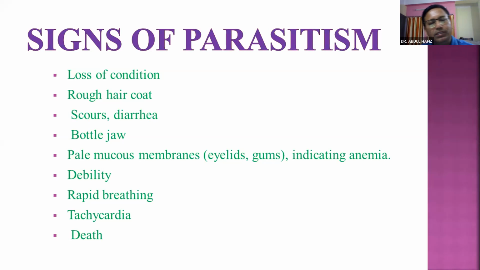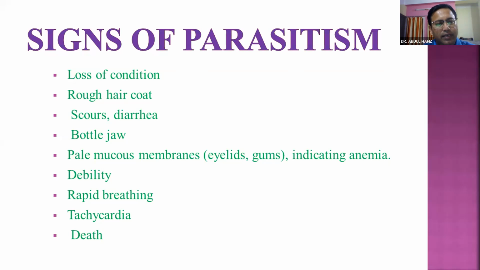Now, the common signs of parasitism. If an animal, sheep, goat, or any animal, is suffering from parasitic disease, the most common symptoms are loss of condition and rough body coat. It is a very true fact. Diarrhea in some cases, and bottle jaw in paramphistomosis and fasciolosis, is a very prominent sign. Pale mucous membrane is seen especially in haemonchosis, because Haemonchus is a blood sucker, and one Haemonchus parasite sucks 0.05 ml of blood daily.